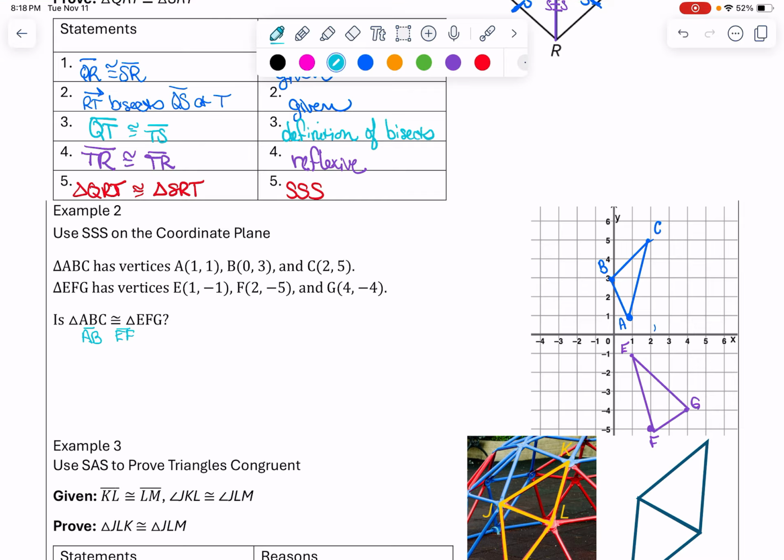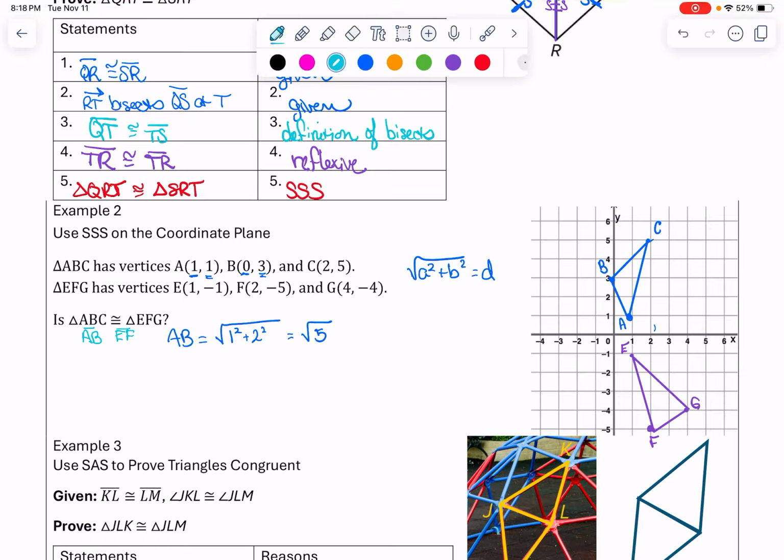We can find the distance between A and B by using our distance formula, or our simplified distance formula, the Pythagorean theorem, a squared plus b squared equals c squared, or the distance is the square root of a squared plus b squared. The distance between 1 and 0 is 1. We'll square that. The distance between 1 and 3 is 2. 2 squared is 4, 1 squared is 1, so the distance between A and B is the square root of 5.